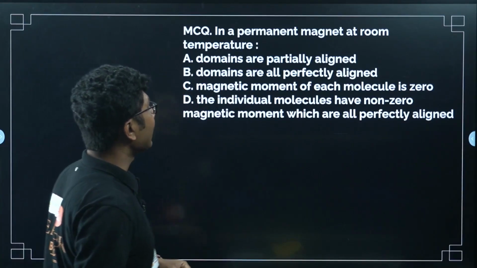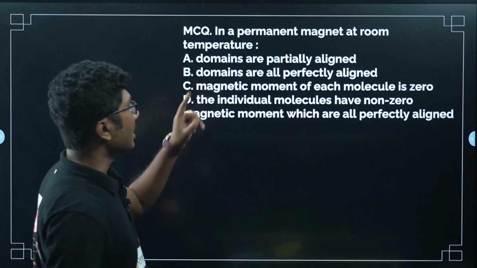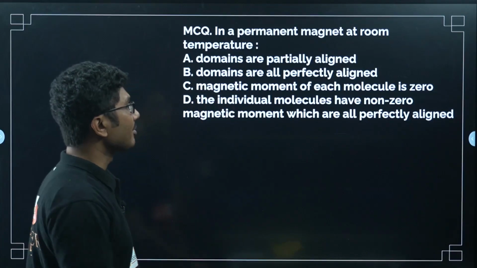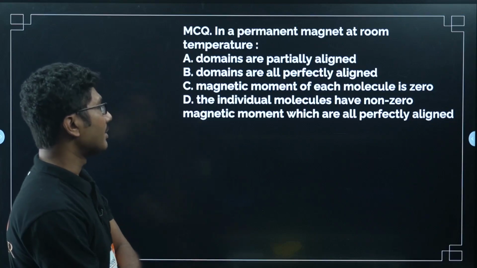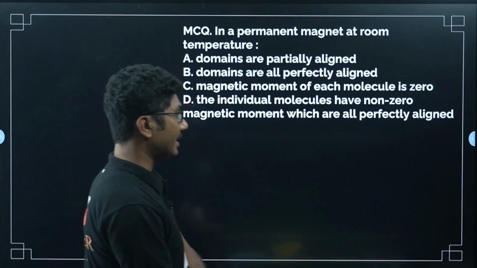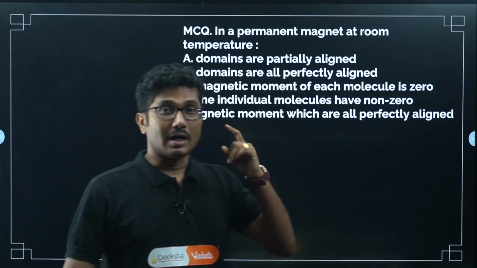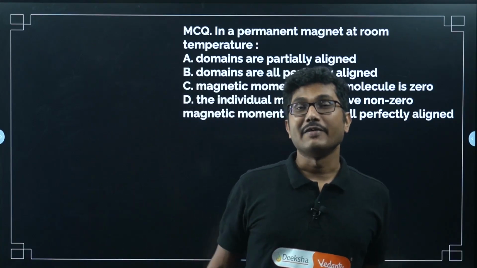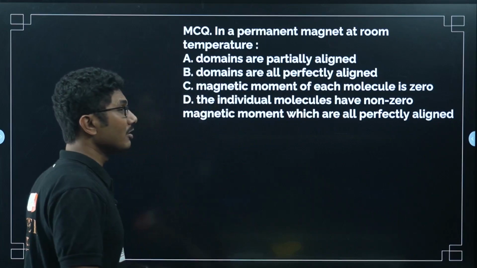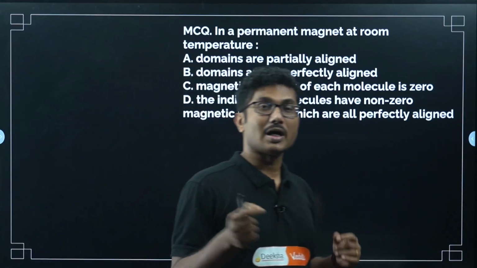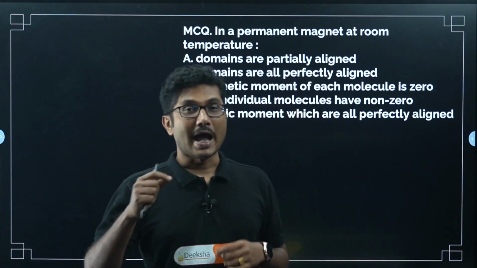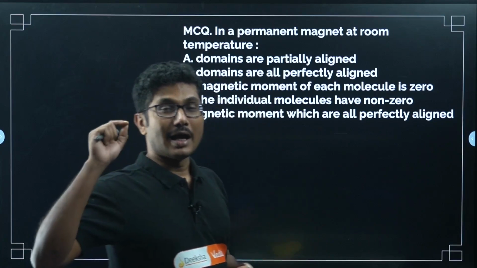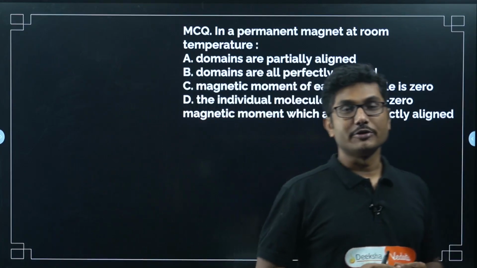In a permanent magnet at room temperature, are domains partially aligned, or all perfectly aligned? Perfectly aligned would mean the magnetic moment of each molecule is non-zero and all are aligned. Now you should remember that all the domains cannot perfectly align, even in the very strongest magnet, because all the atoms are constantly vibrating at temperature. They can only be aligned at absolute zero temperature, or very close to it.